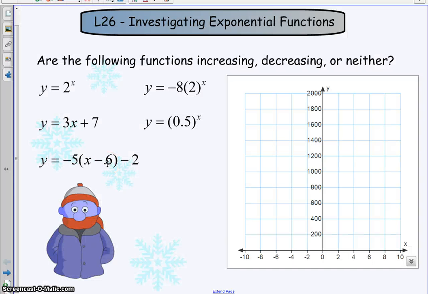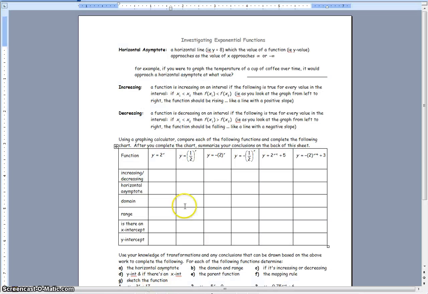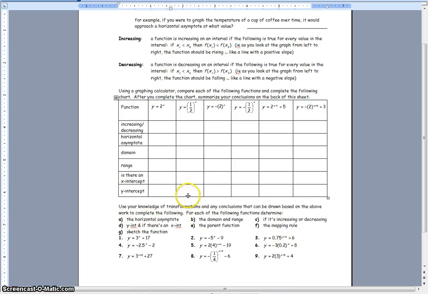Okay, so with that in mind, there's a lot more to talk about, right? There's still lots to do with transformations and how each of the transformations affects different features of the graph. You'll see on this worksheet you're asked not only whether it's increasing or decreasing, to find the horizontal asymptote, looking at domain and range and how to find the x and y intercepts, or whether or not there is an x-intercept and how to find the y-intercept, and looking at mapping. So we're going to look at all of that.